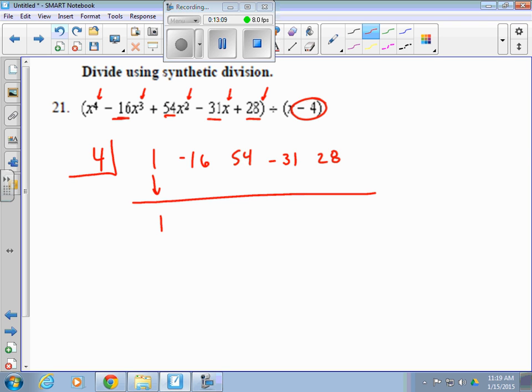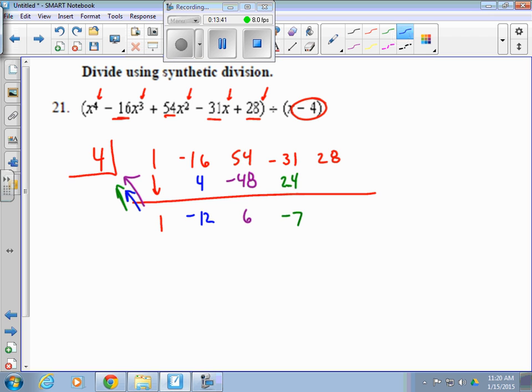Then you multiply that 1 times the 4 in the box. You keep going back to that, and that's what goes here. Negative 16 plus 4 is negative 12. You go back to that box every time. Negative 12 times 4 is negative 48. When you combine those two, you get positive 6. Again, you go back to the box every time. 6 times 4 is positive 24. When you combine those two, you get negative 7.